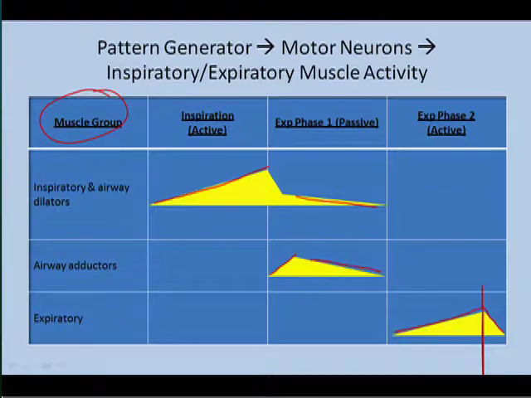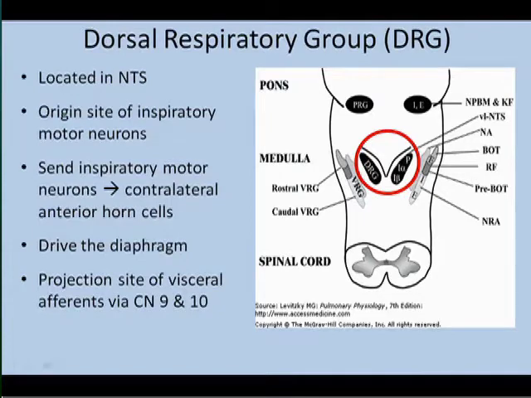There are two key groups of nuclei in the medulla that control breathing. Here you see the dorsal respiratory group circled in red, which lies in the nucleus tractus solitarius and is the origin site of inspiratory motor neurons. These neurons travel to the contralateral anterior horn cells to drive the diaphragm. It is also the projection site of visceral afferents via the cranial nerve 9 and 10.